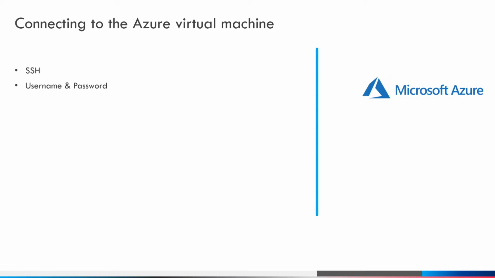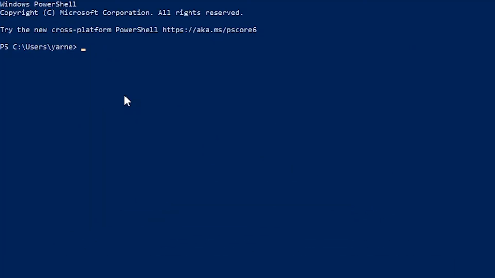We'll be doing this via SSH with the username and password. Since I'm on a Windows computer, I'll be using PowerShell. If you are on macOS or a Linux user, you can also open the terminal. In the shell environment, we're going to connect to the virtual machine using SSH the following way.